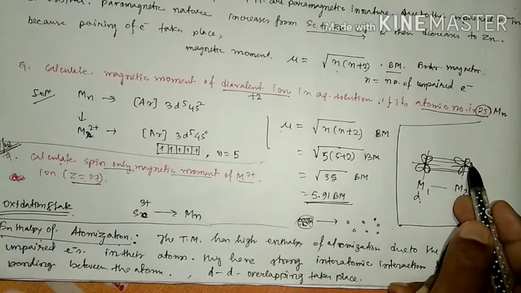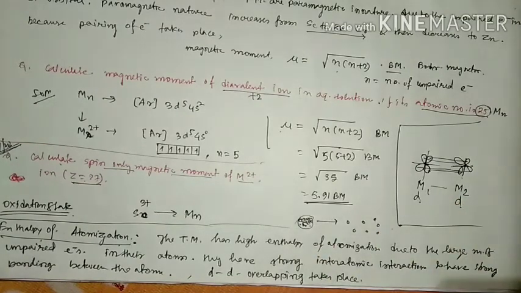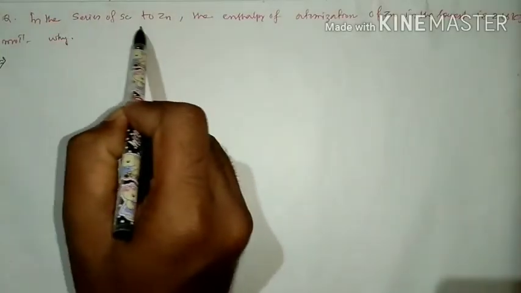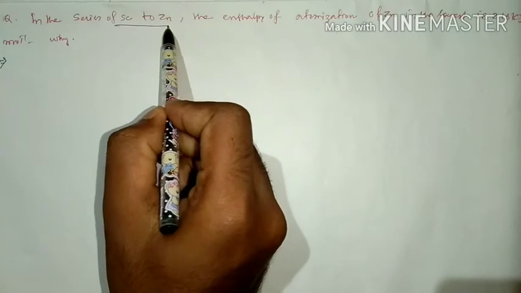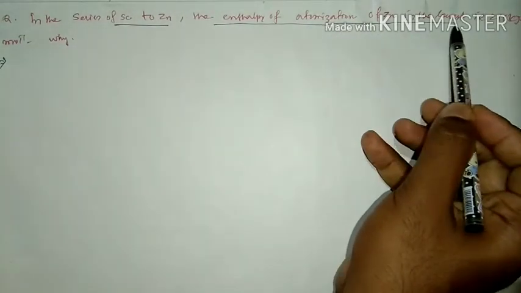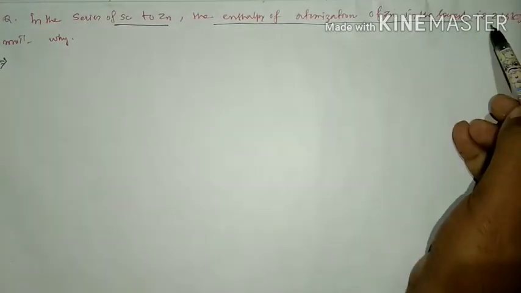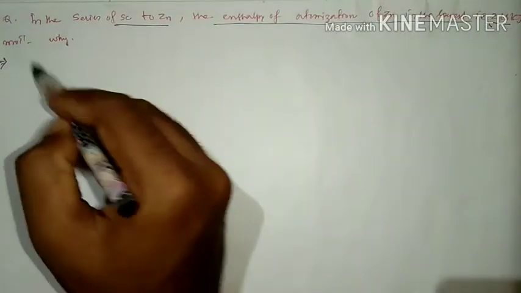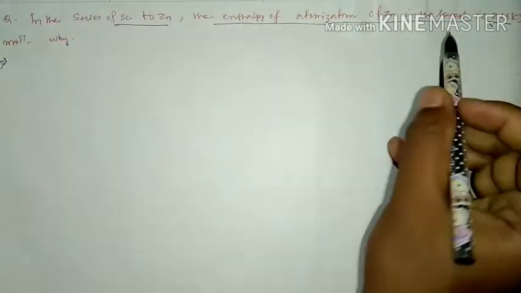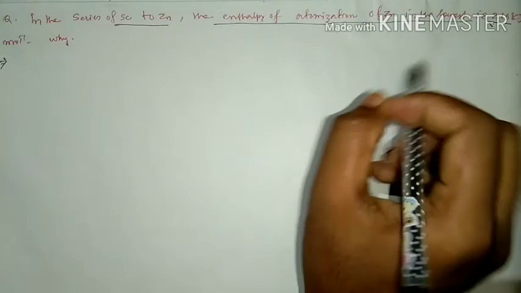Before going to the next property, let us take an example, or let us take a question. See, the question is, in the series of scandium to zinc, that means the first transition element series, the enthalpy of atomization of zinc is the lowest and the value is nearly 216 kilojoule per mole. Okay, why? The question says the enthalpy of atomization for zinc in the first transition series is the lowest.